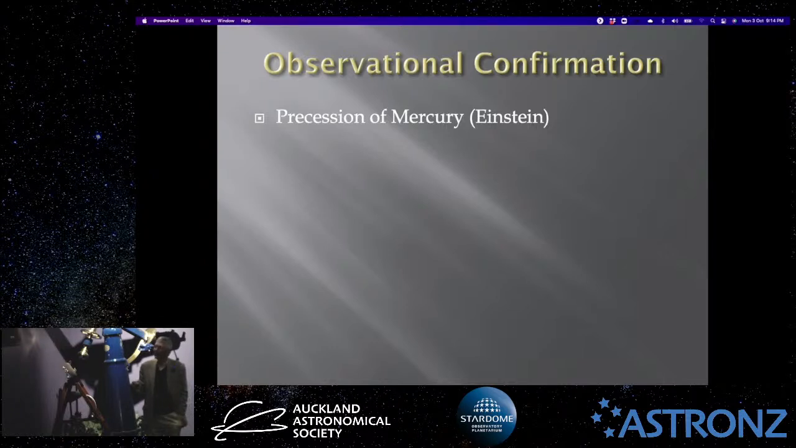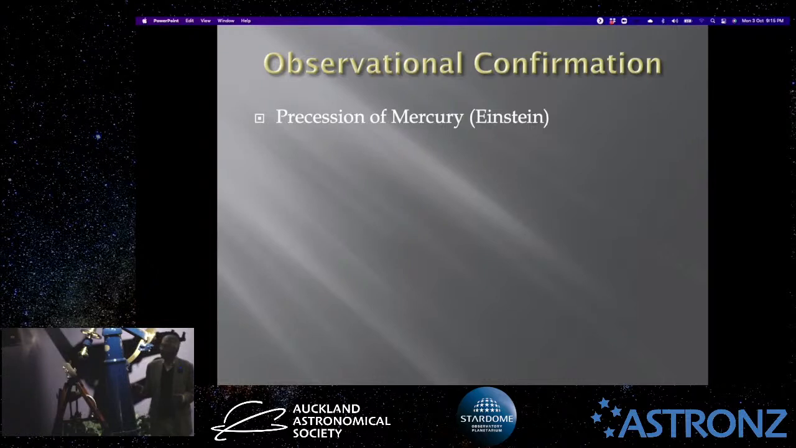Urbain Le Verrier calculated the effect of the other planets using Newton's law of gravity. But after he'd finished his calculation, it was realized Mercury was actually precessing faster than he predicted. He thought a new planet was orbiting inside Mercury, called Vulcan, that was causing this. Vulcan never turned up.